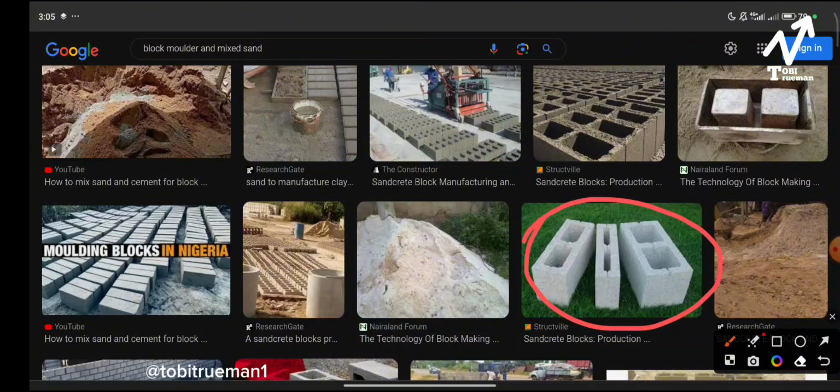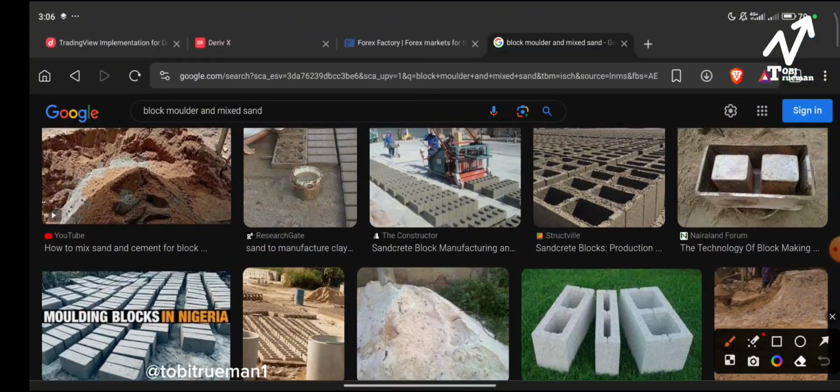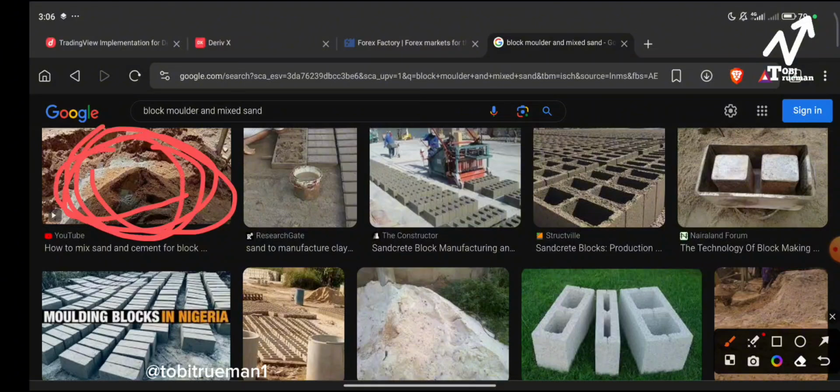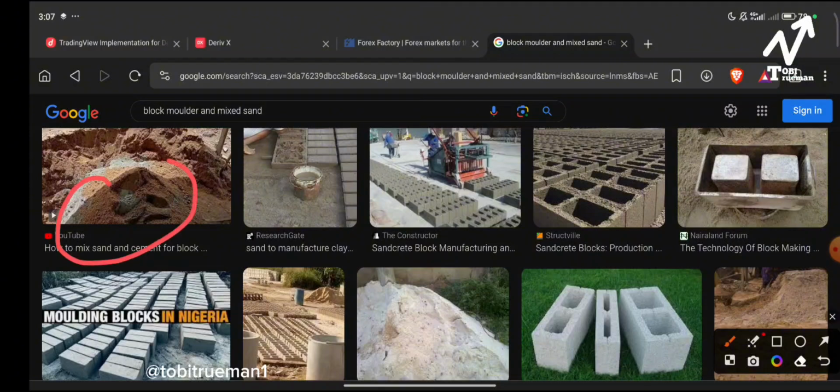Now, when you want to mold this type of block, there are many things you need to put into consideration. You see this is sand, and then the cement, everything, they have been mixed together. Let's take this sand as our chart. On the chart you'll be seeing different up movement, down movement, all the ingredients are there. This is not just sand, this is sand mixed with cement, and then water will be added to it so that it will give you the exact texture of what you want to mold out a block.